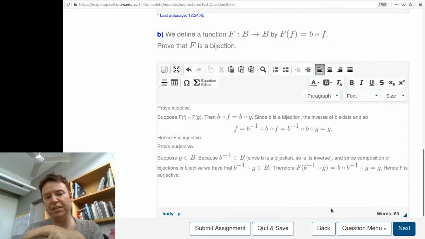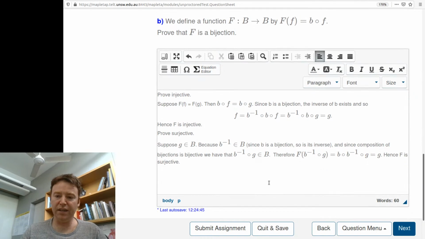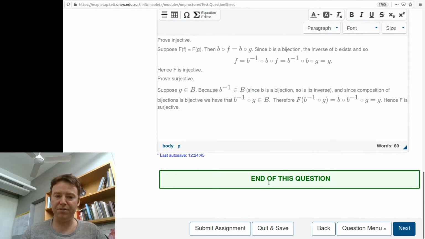Hence F is surjective. Okay, so in this case we did actually find what the inverse of G was, and it was B inverse of G, because all you're doing is just slapping a B on top of that. Okay. End of question. All right, next question.